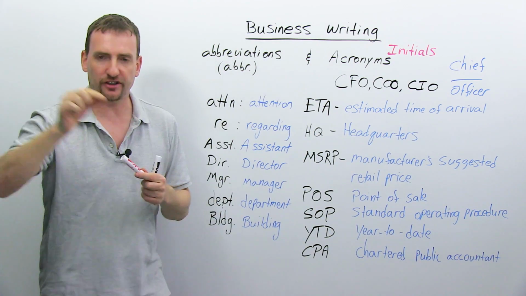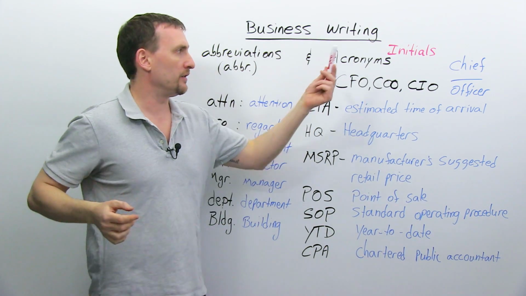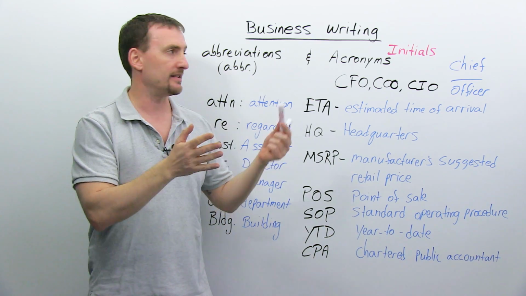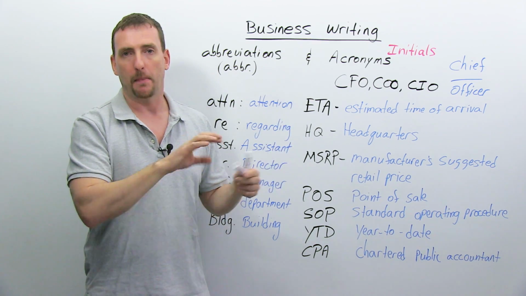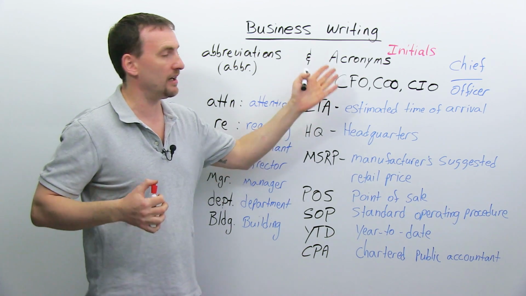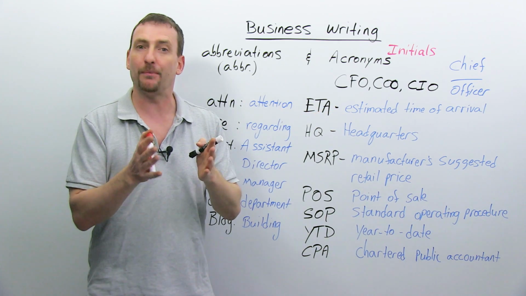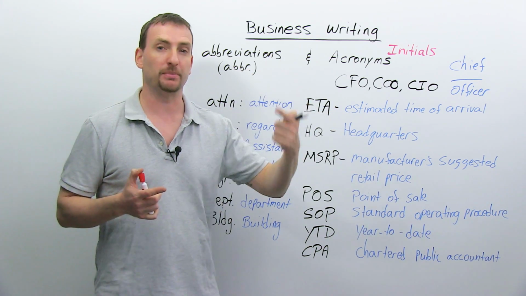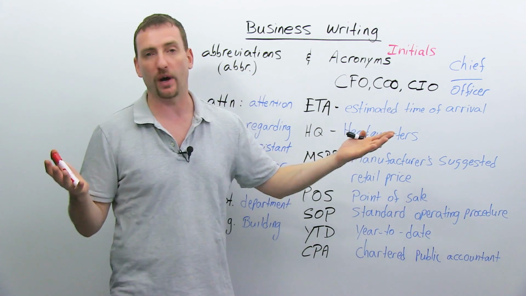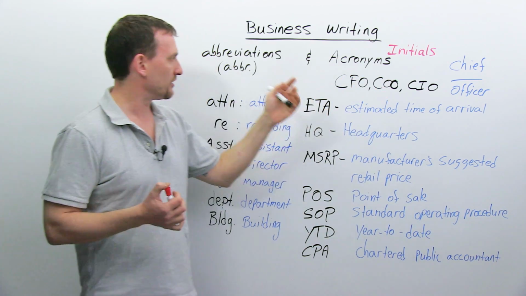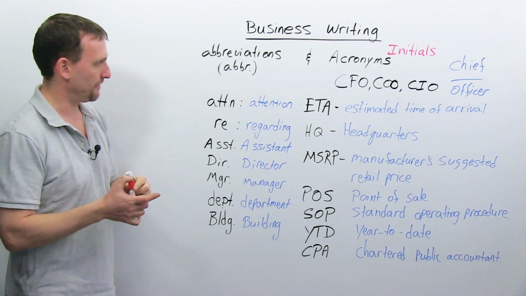Initials means the first letter of each word. And initials we usually use with people's names, like John Smith. His initials are JS. But when we want to take a bunch of words and we don't want to write all these words, we just want to make something short, but it has to be understood by basically whoever is going to read it, then we're going to use acronyms. Okay? So let's start with the abbreviations.